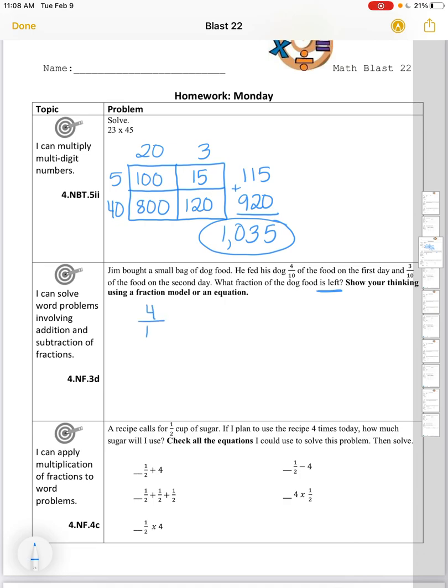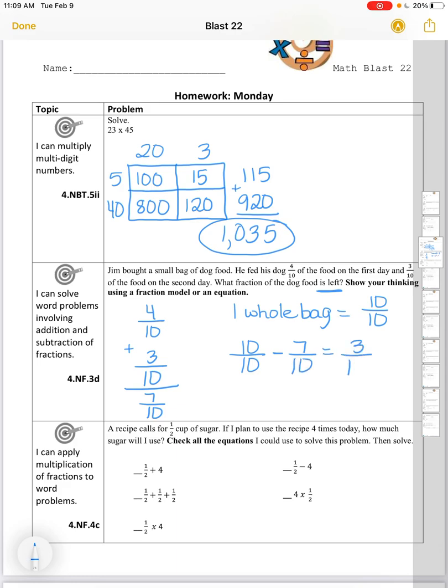If he ate 4/10 on day 1 and 3/10 on day 2, then Jim's dog ate 7/10 of the dog food. And so a whole bag of dog food, one whole bag, we can represent as 10/10. In units of tenths, we can represent that as 10/10. And so if 10/10, the whole bag, is what we started with, and the dog ate 7/10, then we are left with 3/10 of the bag.